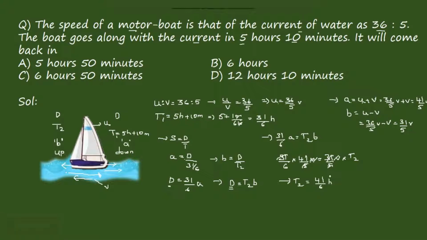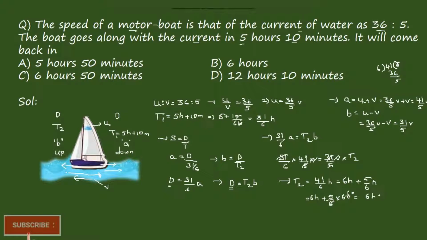41/6 hours. But the answer in the form of hours and minutes would be obtained by dividing it. 6 into 41, we get 6 times 6 is 36. The remainder is 5, so it is equal to 6 hours plus 5/6 hours. We convert this into minutes. Then we get 5/6 into 60, which is 50. It is equal to 6 hours plus 50 minutes, which is equal to t2. So the time taken to come back is 6 hours 50 minutes. So the answer is option C.